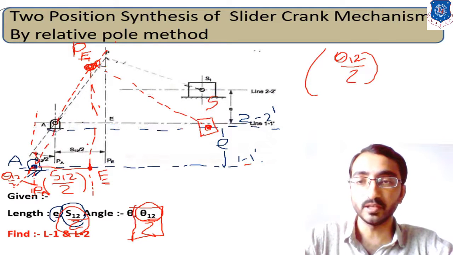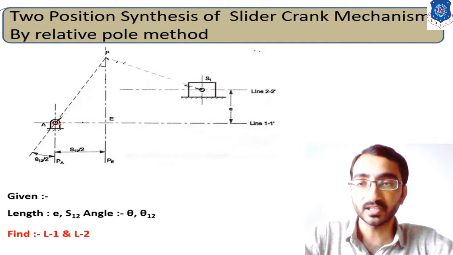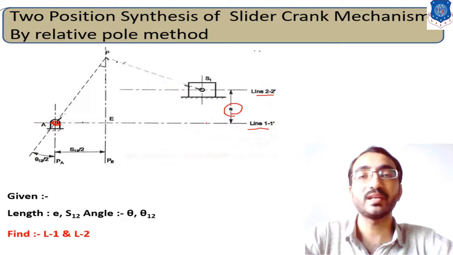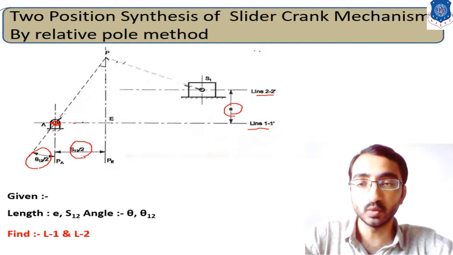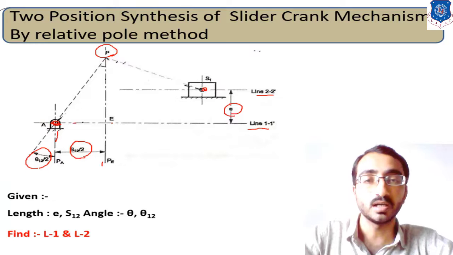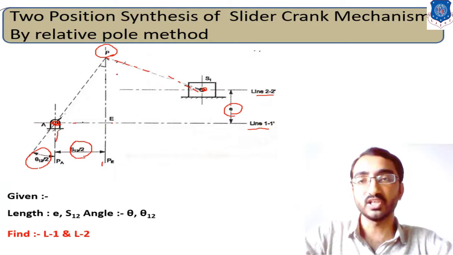If we draw it properly, you will obtain this type of arrangement. First your A, 1 dash and 2 dash lines with reference to your eccentric distance. Now from theta 12 by 2 and S12 by 2 you will get the lines PA and PE, and with reference to PA and PE you will get the pole point, that is P. Now, since we arbitrarily selected this slider position, connect this P point with your slider position. Next procedure: consider this angle alpha as your reference angle.